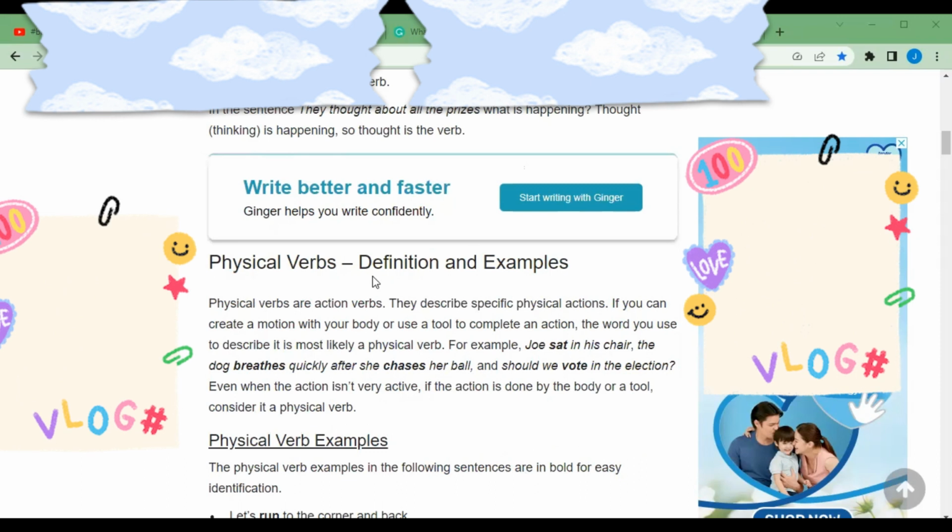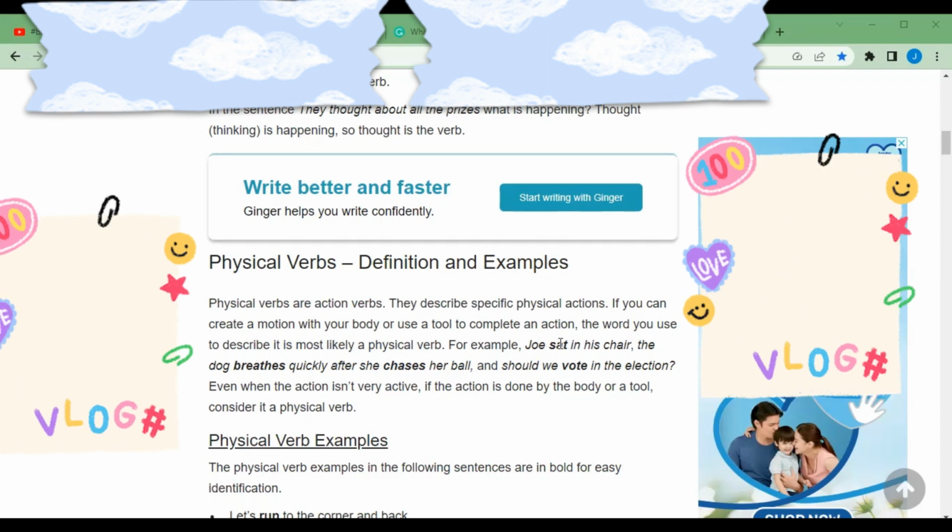Now for physical verbs, definition and examples. Physical verbs are action verbs. Of course, physical. They describe specific physical actions, if you can create a motion with your body or use a tool to complete an action. When we say tool, it is something that we use to complete an action. It may be a machine or a specific thing. The word you use to describe it is most likely a physical verb.